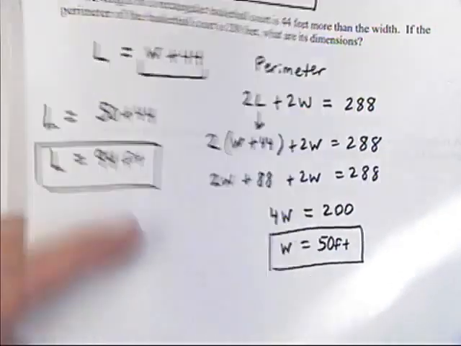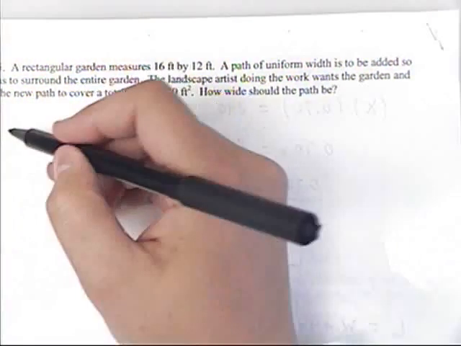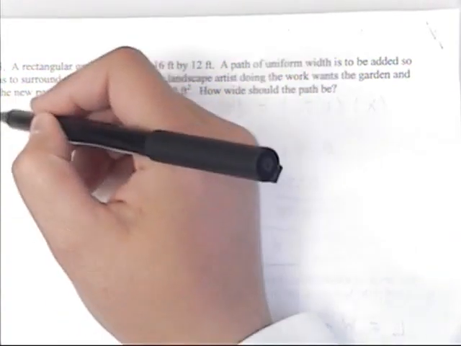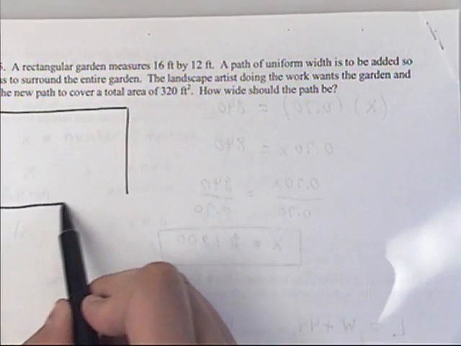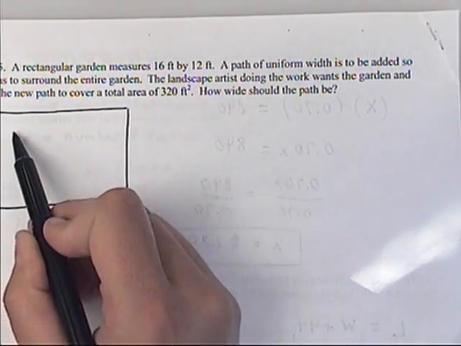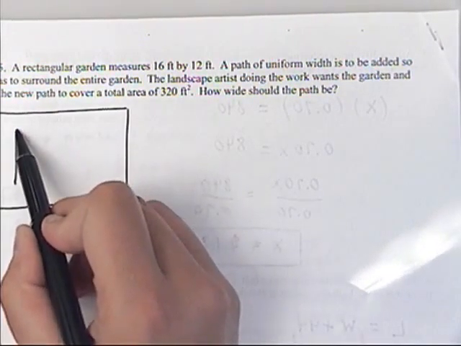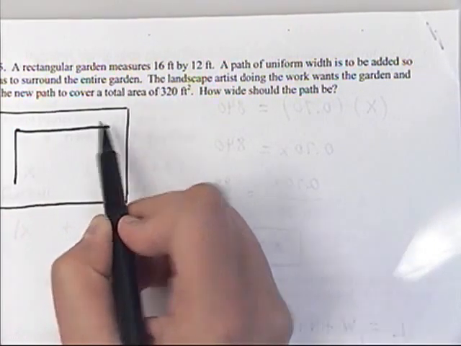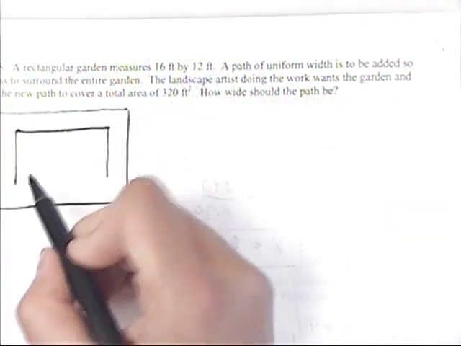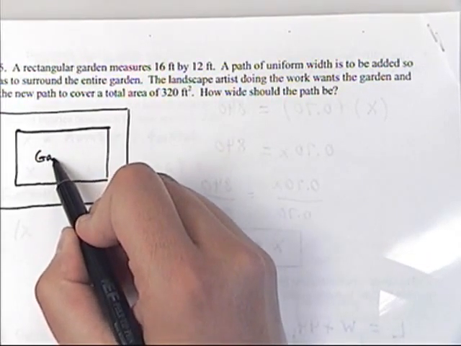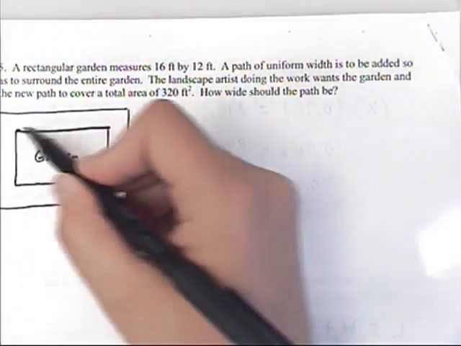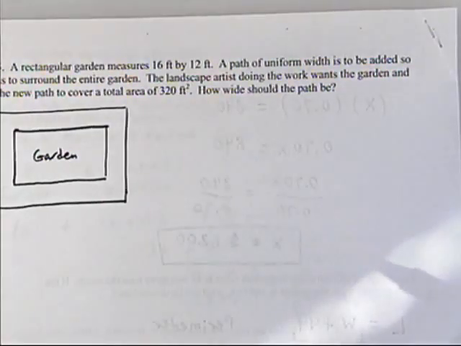Number 5 is a fairly long question. It has to do with a garden with a path around it. So because human beings are really visual, I'm going to make a diagram. Inside here is my garden, and then this space around it is the path around the garden.